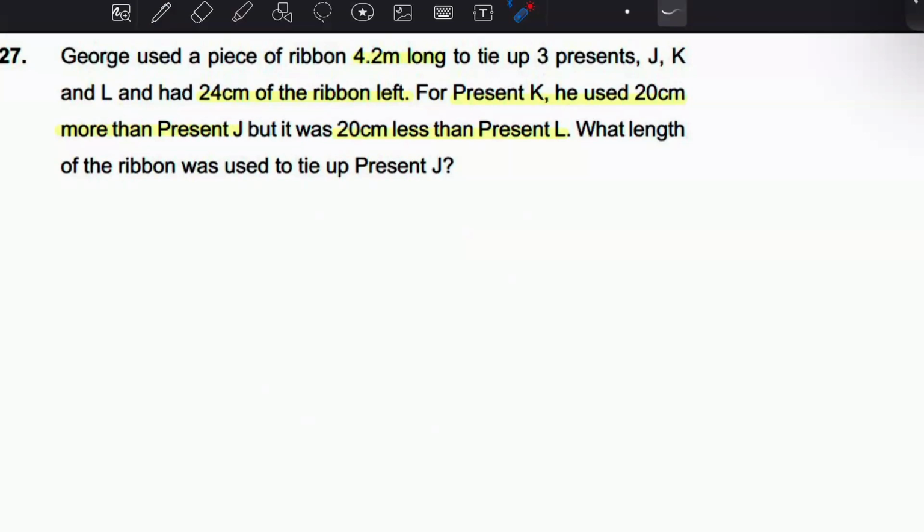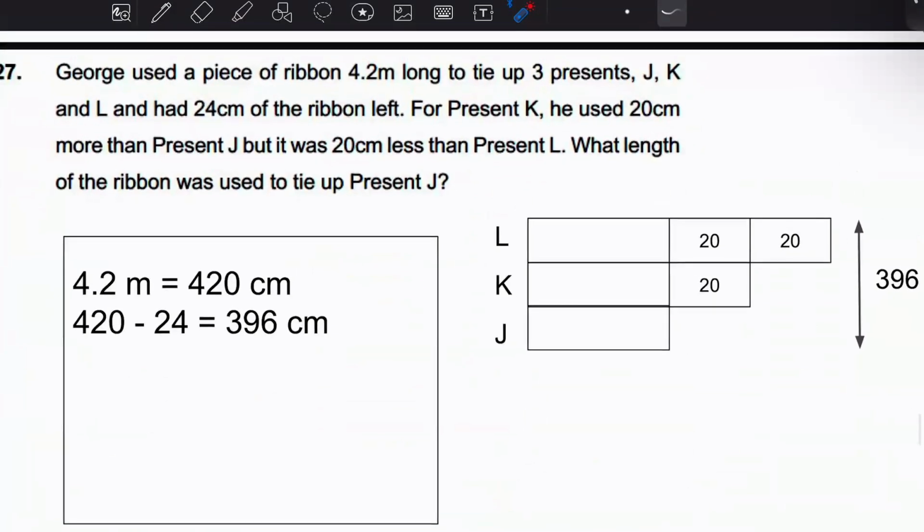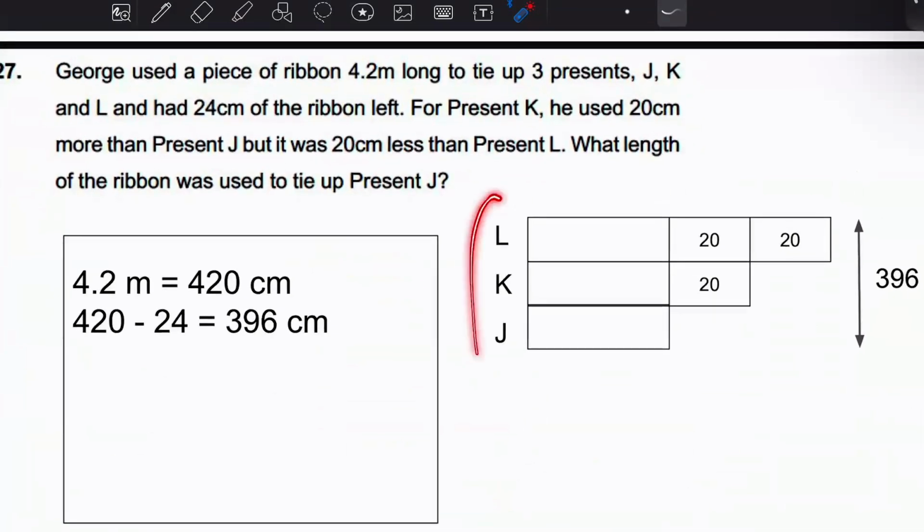Personally, to make my life easier, I will just draw a model so that I can visualize this question better. So these are the 3 presents that I have. Remember, the whole thing is 4.2 meters long, which is 420 centimeters. So I remove the leftover ribbon length. 420 minus 24, I get 396 cm. So we are playing with 396 cm to tie up these 3 presents.